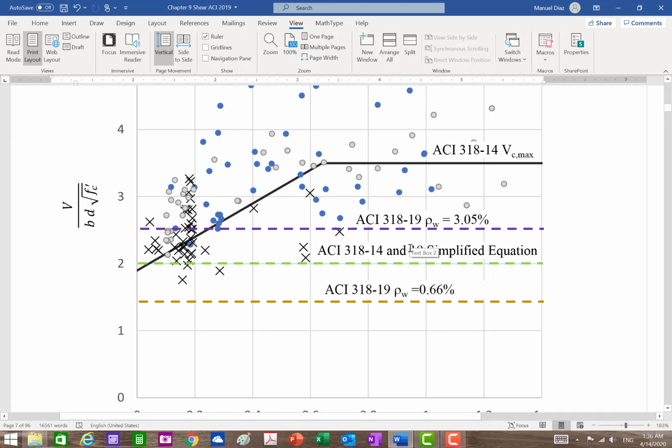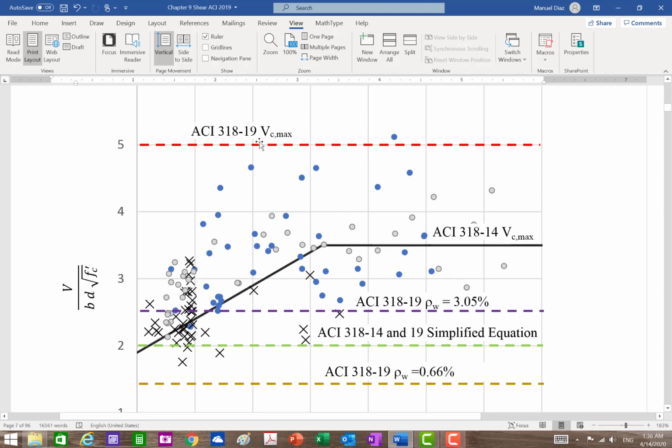This is the first equation. Your second equation in 19 varies with rho w, so depending on the value of rho w, you will get different values. But now they have a maximum of 5 rather than 3.5. The new equation covers all the way down to here, and pretty much all these cases. The new equation will give you exactly the 2 value right here when rho w is 1.56%. So that's what we have now.